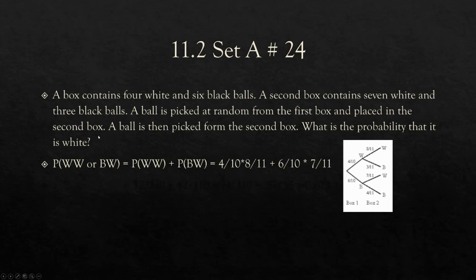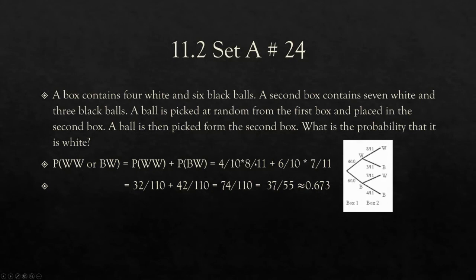Okay, we want to figure out the probability that you draw out a white ball the second time. So either you drew out a white and then a white, or you drew out a black and then a white. And we know that we can split that up and do the probability of white and white plus the probability of black and white. So for white, white, we would multiply 4/10 times 8/11. That's right here. And then we could do a black and then a white. So we would multiply 6/10 times 7/11.